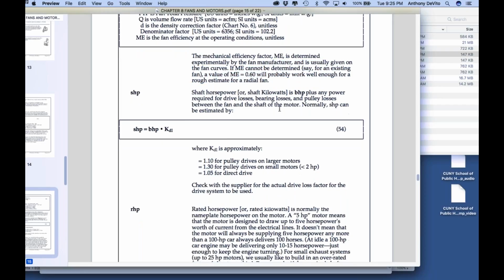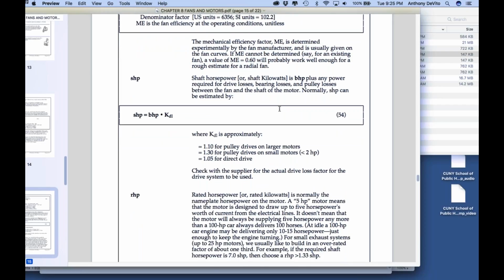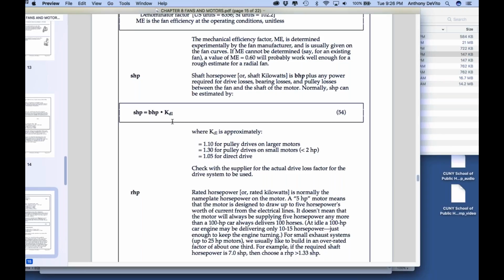The shaft horsepower makes up for it. Remember that motor had a little plate on it that said SHP, and the correction factor, whatever it was called. That correction factor makes up for other factors associated with the fan and the motor, right? So that's going to give us something called the shaft horsepower: how much horsepower we actually need in the shaft to turn this thing to make it work.